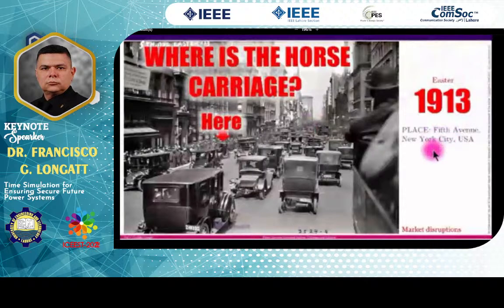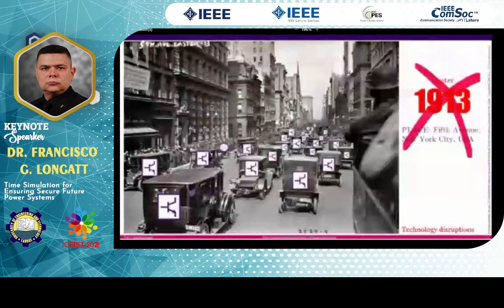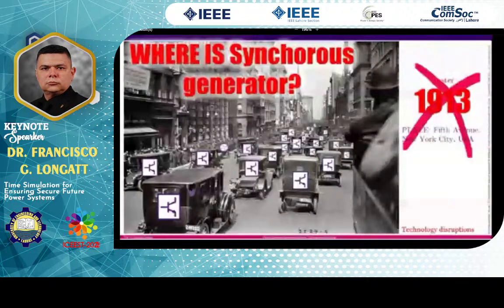But probably you are seated over there thinking about why? What is the reason that this gentleman that's supposed to be talking about power converters is talking about a car, a horse carriage? And the reason is very simple, because now I can use the same photo, and I can ask you, in this case, where is the synchronous generator?